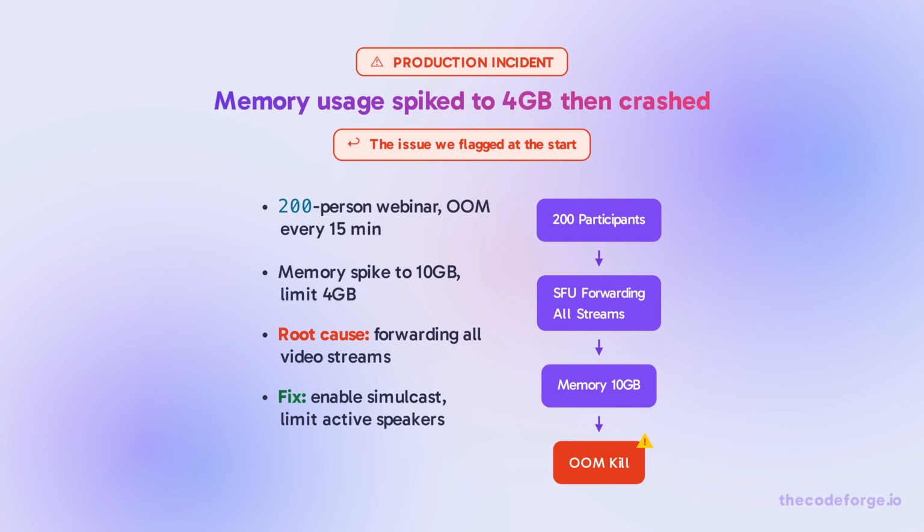This is the same issue we highlighted at the start. Here's exactly why that happened. The SFU was configured to forward all video streams, not just active speakers. Each 720p stream at 30 FPS consumed about 2 Mbps bandwidth and 50 MB memory for buffering. 200 participants times 50 MB equals 10 GB, but the container limit was 4 GB.